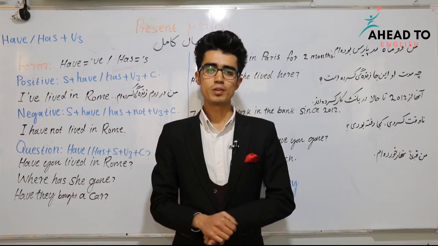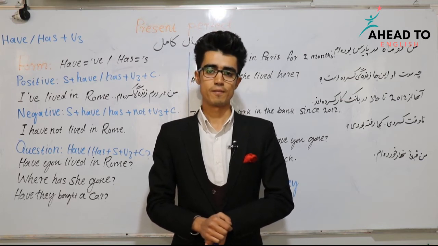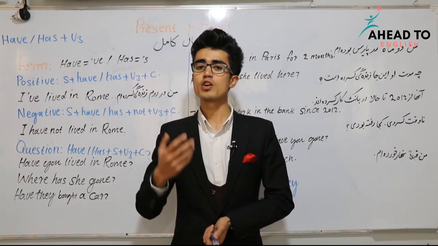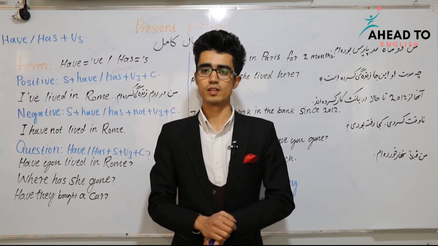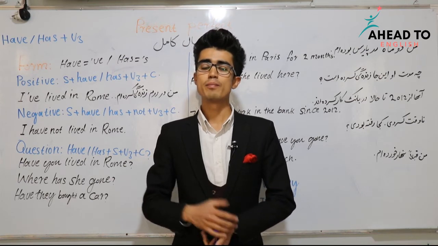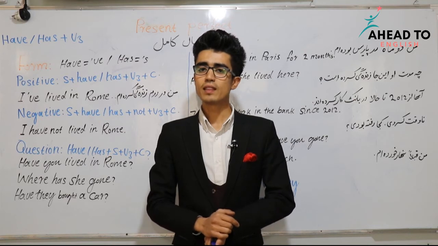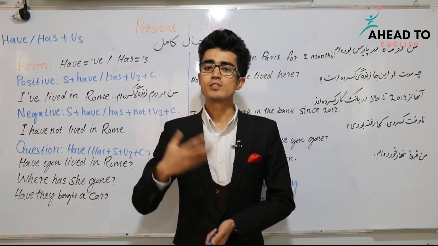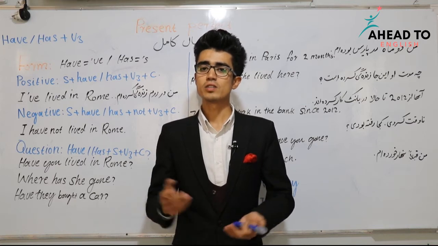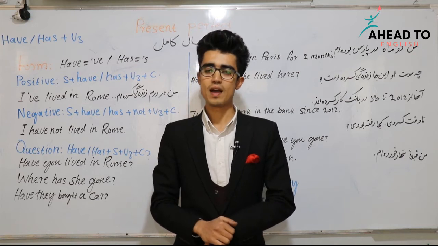The present perfect links past and present. It expresses the effect of the past on the present. Present perfect means completed before now. It does not explain the exact time, or when an action happened. If you want to say the exact time, use the past simple.